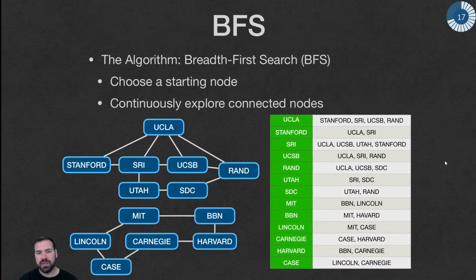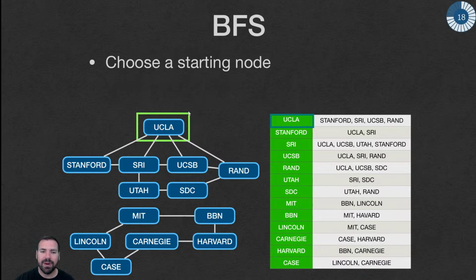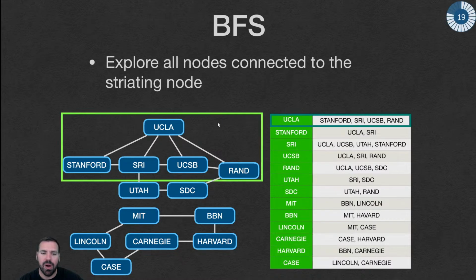So we're going to use breadth first search. For this, we're going to choose a starting node and then continuously explore the neighbors of nodes that have been explored. I don't know if that will make sense yet, but it will in a bit. So I'm going to pick a starting node. I'm going to pick UCLA because it's right there on top, so why not? And then with breadth first search, we're going to explore all of the neighbors of the explored nodes. So for UCLA, I'm going to go to my adjacency list and say, okay, what are all the neighbors of my starting node?